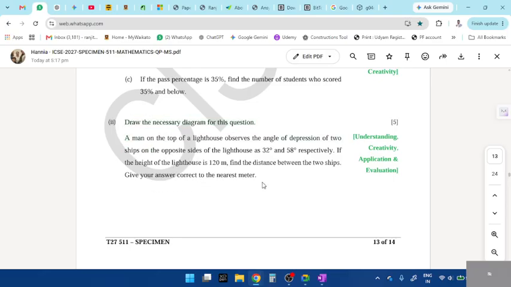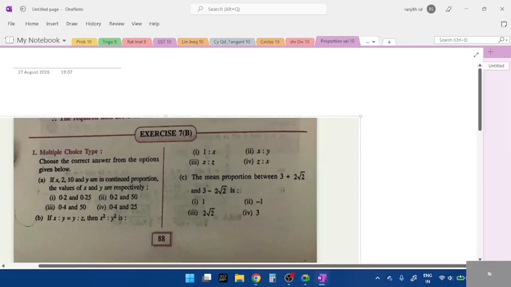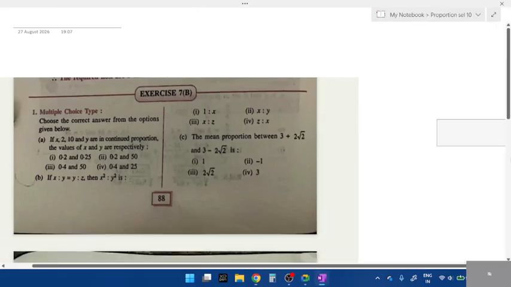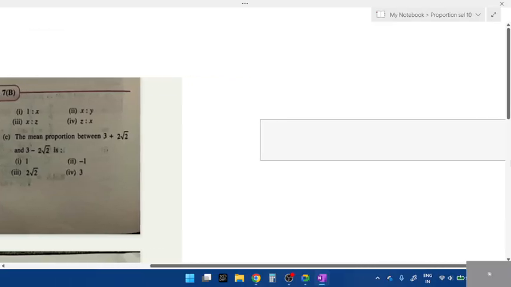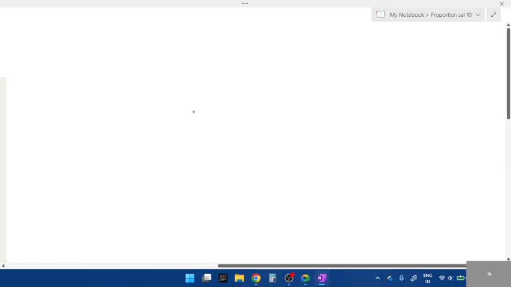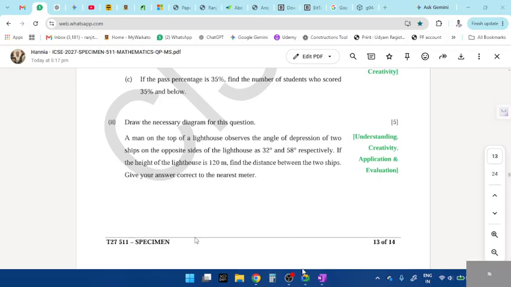Okay, look at this question. A man, on which chapter is this, students? Heights and distance. A man on top of a lighthouse observes angle of depression. So in the textbook, it was a totally different kind of question. Look at the actual question. A man on top of a lighthouse observes angle of depression. Angle of depression meaning, is it top or down? Down.